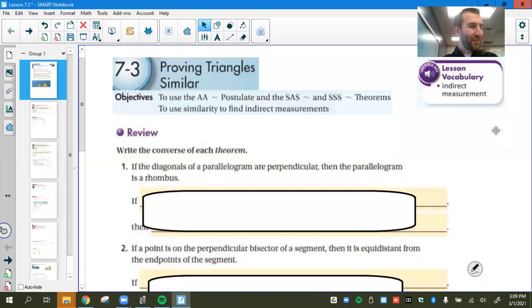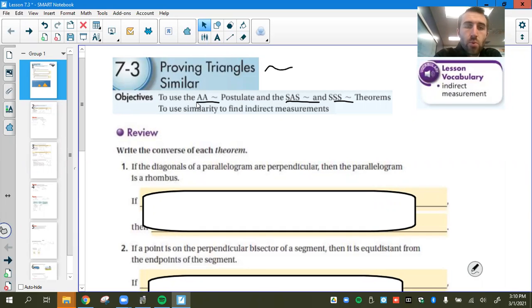Hey guys, so 7-3 today, proving triangles similar. Now we're going to move on from just polygons in general, and we're going to actually be using the angle-angle similarity postulate, the side-angle-side similarity, and the side-side-side similarity theorem. So remember that little wavy line? That one simply means they are similar, okay? So they have a common ratio.